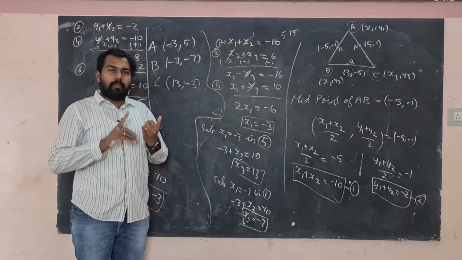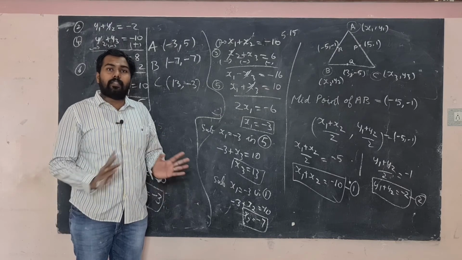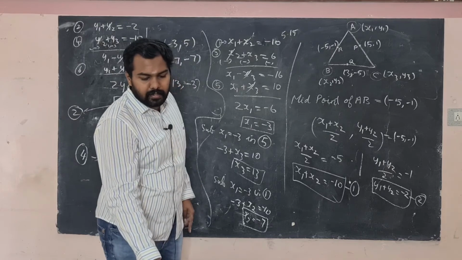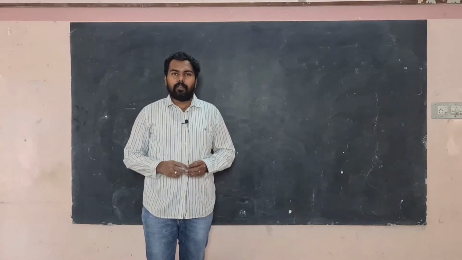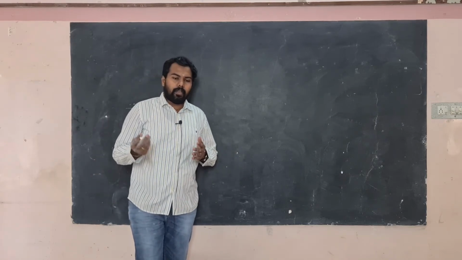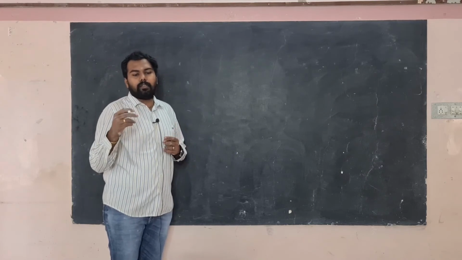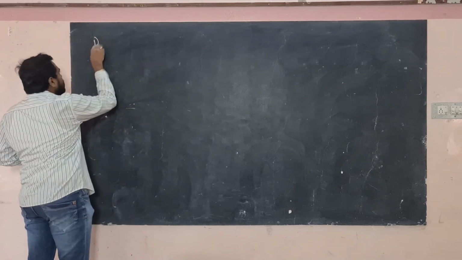So first the midpoint was given, we equated, formed the equation and solved everything. Now we will do some sums in exercise 5.3. Okay, now we are going to start exercise 5.3. The first question is find the midpoint of the line segment. I will do one sum which is the third subdivision, first question, third subdivision.